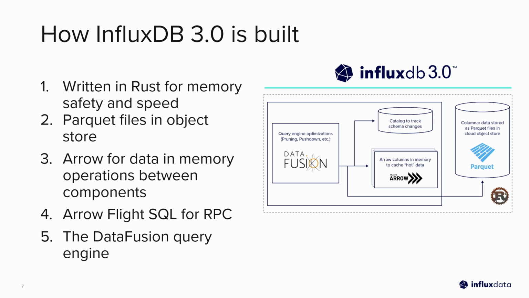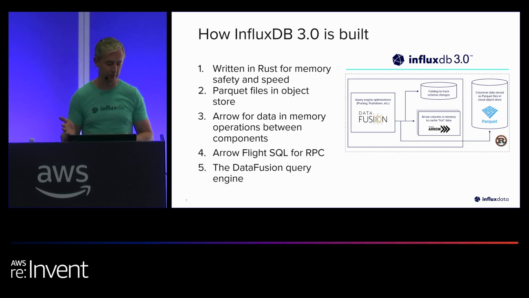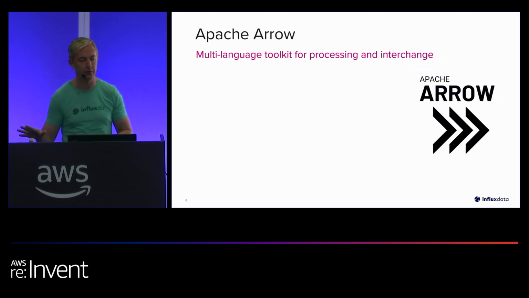We picked Arrow Flight SQL as the network mechanism for clients making calls to the system, executing queries, and getting data back quickly. And then finally, we picked the DataFusion query engine, which is a SQL parser, planner, optimizer, and execution engine that's written in Rust. So let me talk a little bit more about each of these individual components.